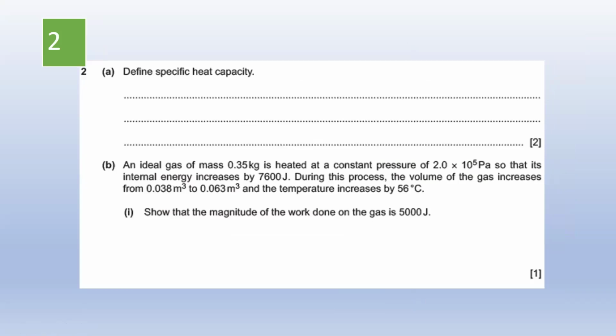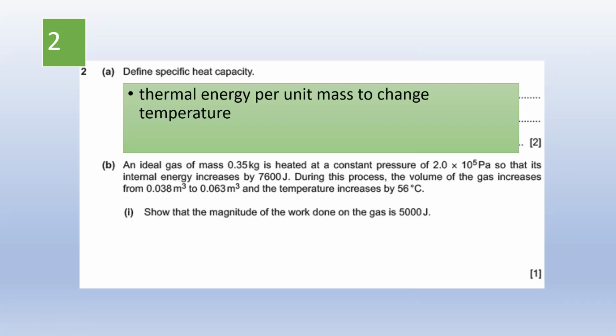Define specific heat capacity. Two more minutes. Define specific heat capacity. Thermal energy per unit mass per unit change in temperature. So it's thermal energy per unit mass per unit change in temperature.